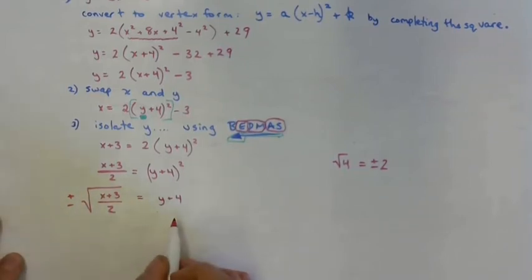Anyway, the last thing that we need to do is what? To get y by itself. Subtract 4. Please pay attention. It is plus or minus the square root of this whole thing. And I am going to subtract 4 from that whole thing. And that's going to equal my new y.